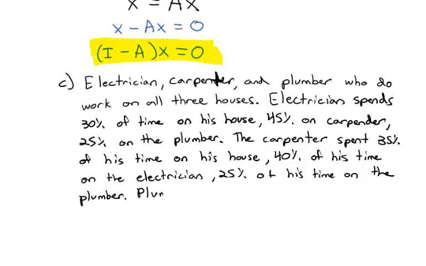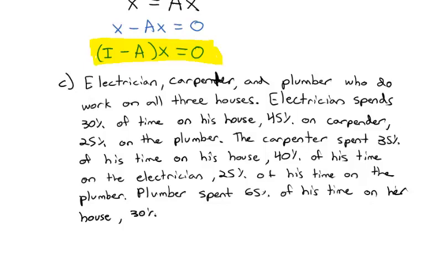Finally, the plumber's time card shows that he spent 65% of his time on his house. Actually, let's make this one a girl. We don't have any girls yet. On her house, 30% on the electrician, and 5% on the carpenter.